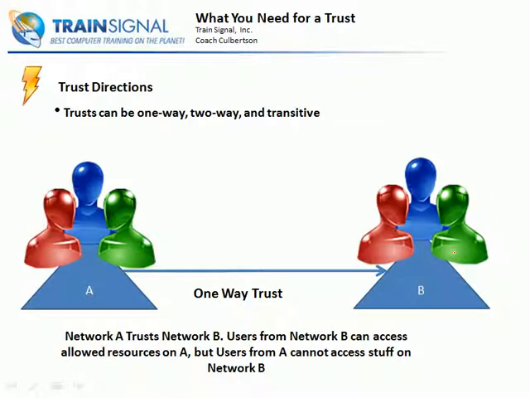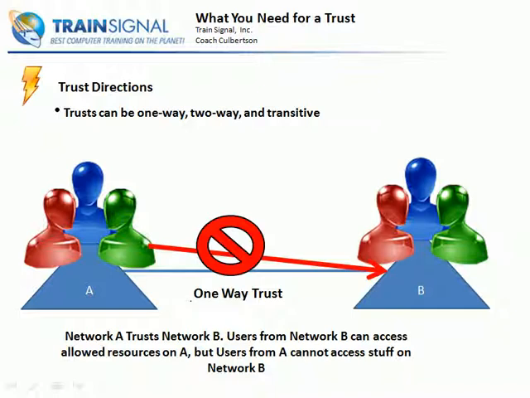All right, now we need to talk about trust directions. Trusts can be one-way, they can be two-way, and they can be transitive or non-transitive. Now, let's talk about a one-way trust first. In a one-way trust, let's say network A trusts network B, hence the blue line right here. What this means is that if network A trusts network B, users from network B can access allowed resources on network A, but users from network A cannot access stuff on network B.